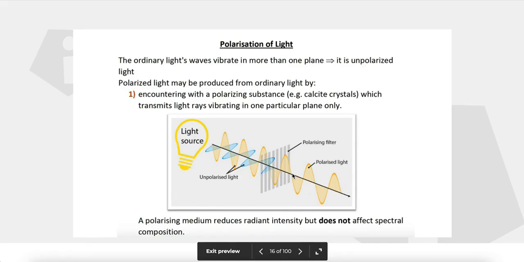So how can polarized light be formed? This can be done by intersecting with a polarizing substance like calcite crystals. And in this case, as we said, the polarizing medium will reduce the radial intensity but doesn't affect the spectral composition, or the color components of the light.